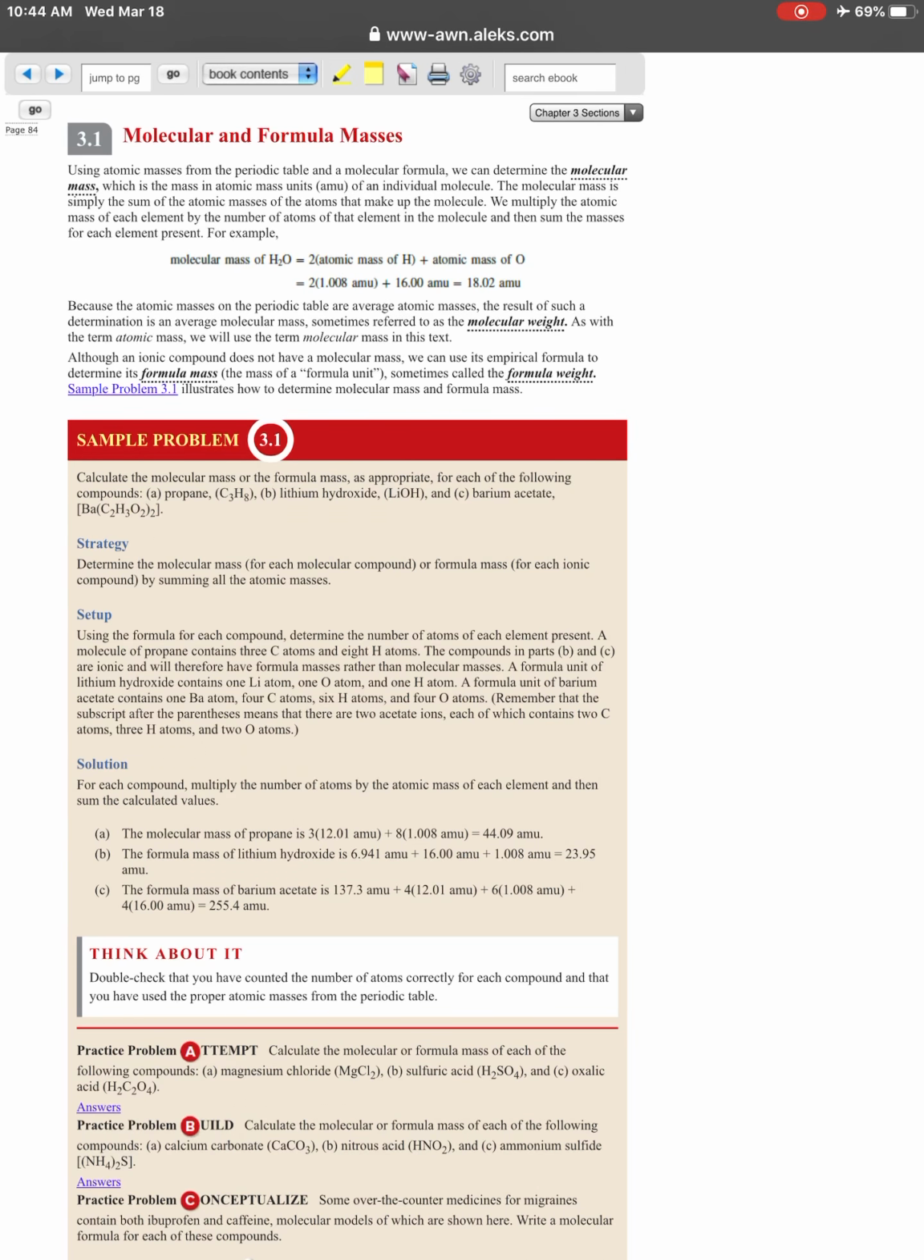So if you want to use the term molecular weight instead of molecular mass, that's okay. If you want to use the term formula weight instead of formula mass, that's okay. But the textbook will use the term mass as opposed to weight. Of course, you want to try this sample problem 3.1. That's recorded in a separate video for you to try.